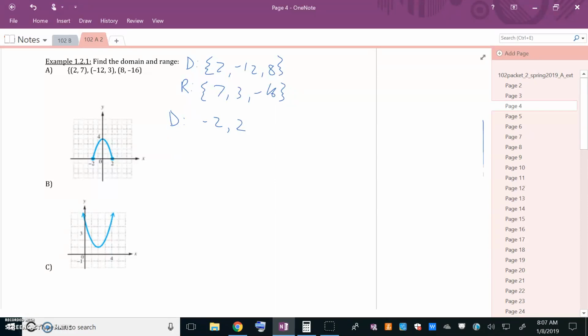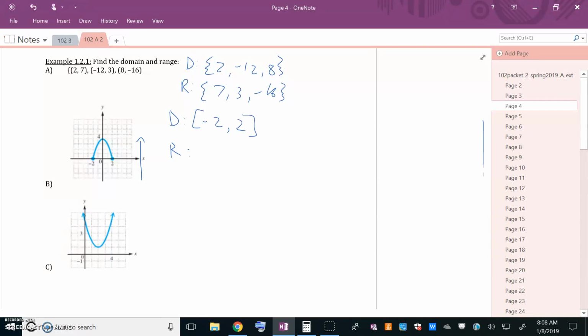Now I've got filled in circles at each end, so that means I am going to include those endpoints, so I'm going to put brackets around that. Now range is the y's. I always read from bottom to top.